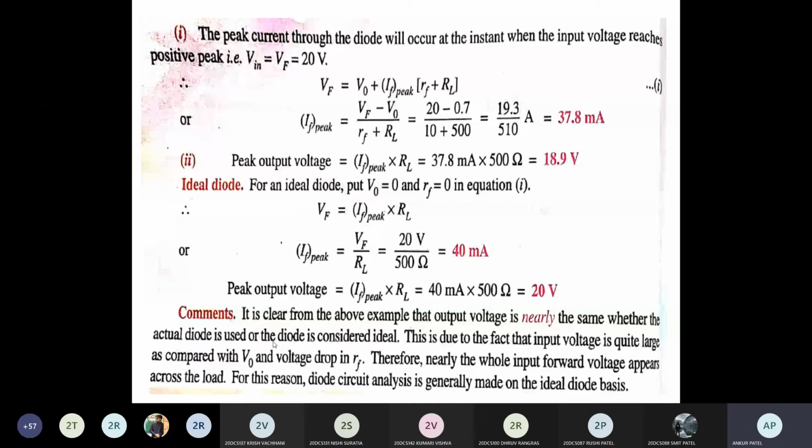Here we are having 37, here 40, 80.9, 18.9 and 20. This is due to the fact that the input voltage is quite large as compared with V0 and the voltage drop in RF. Therefore, nearly the whole input forward voltage, this Vf, appears across the load. For this reason, diode circuit analysis is generally made on the ideal diode basis. So the whole input forward voltage acts across the load resistance. Whether we consider a practical or an ideal diode, we get nearly the same value.